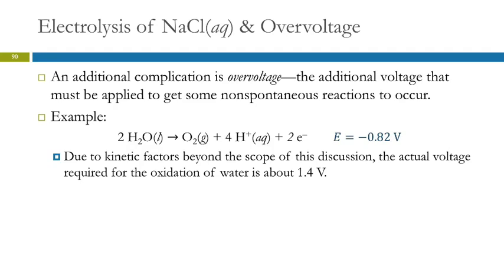So just to make things a little more fun, overvoltage. Some non-spontaneous reactions require more voltage than you would think, than you expect, than is predicted, before they will occur. So this is awesome. Due to kinetic factors beyond the scope of this discussion, the actual voltage required for the oxidation of water is about 1.4 volts, not 0.82 volts. Just because.